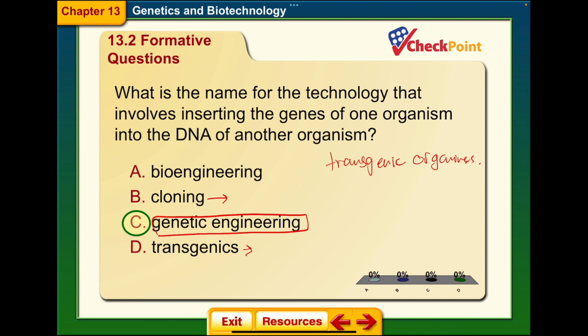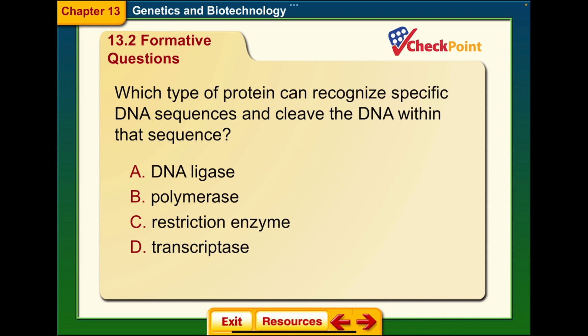So what is the technology? The technology is genetic engineering. What is an example of genetic engineering? Transgenic organisms. So we don't have anything called transgenics. It is genetic engineering. So don't get those two things confused. Transgenic organisms are made by using the tool or the technology of genetic engineering.